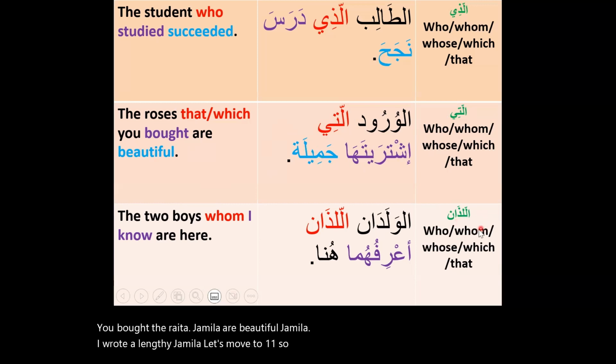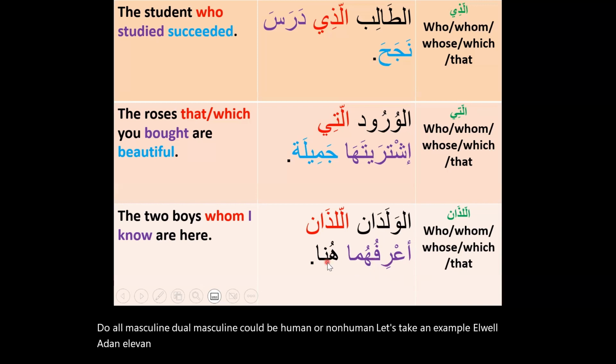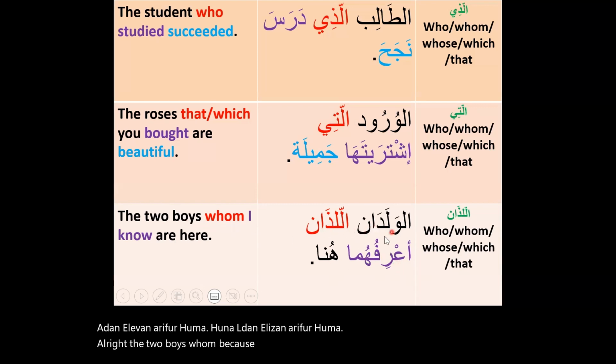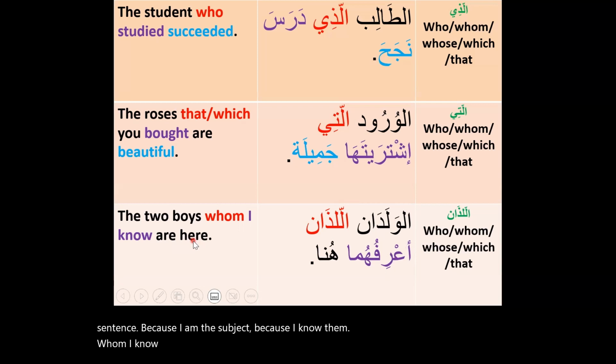So اللذان is used for dual masculine, human or non-human. Let's take an example. الولدان اللذان أعرفهما هنا. All right. The two boys whom I know are here. Al-waladan here is the object of the sentence, because I am the subject, because I know them. Whom I know are here, huna.